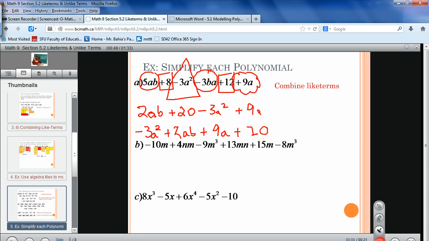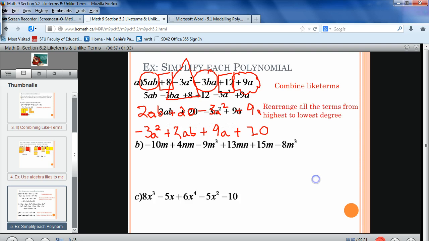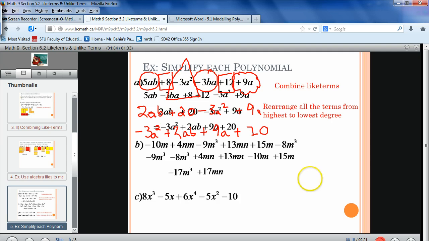It's a 2. They do a similar thing. We'll let them do it their way on the second one. Okay, so what they did here is the m cubes, they grouped them all together, the mn's together, and there's only one m. That gives you 17mn, and negative 10 plus 15 gives you positive 5. And nothing else you can do with that, so you're done.